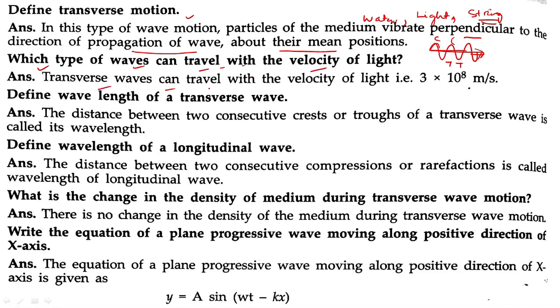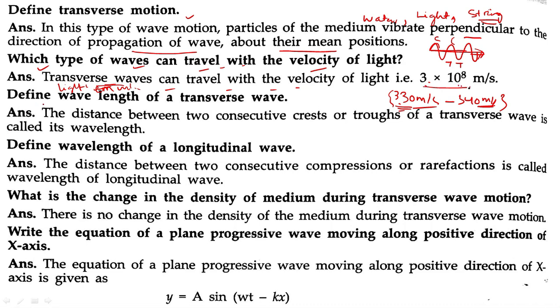Transverse waves can travel with velocity of light, because a transverse wave example is light wave. So light wave or electromagnetic wave can travel with speed of light, that is 3 times 10 to the power 8 meter per second. That is very clear. Longitudinal wave is basically sound wave. The speed of sound is approximately 330 meter per second or 340 meter per second. Already we have discussed in another video. So this is the velocity of sound in air, and this is the velocity of light in air, that is 3 times 10 to the power 8 meter per second or 3 lakh kilometer per second.